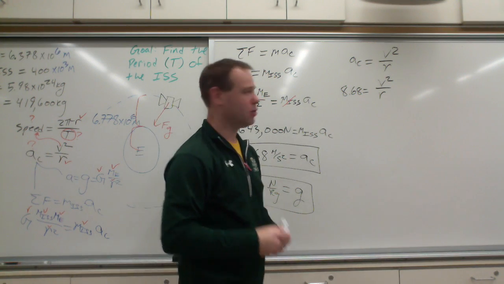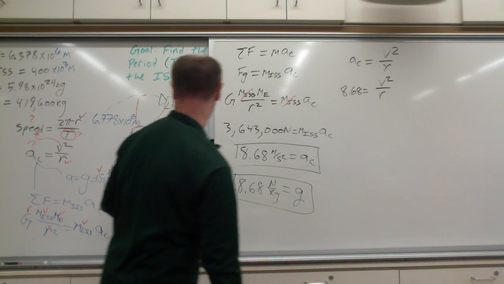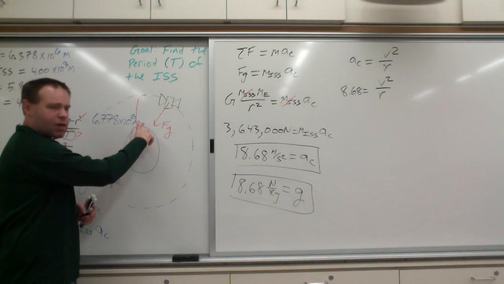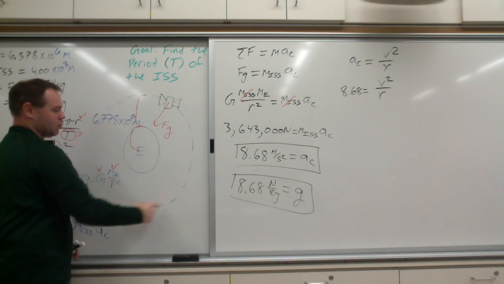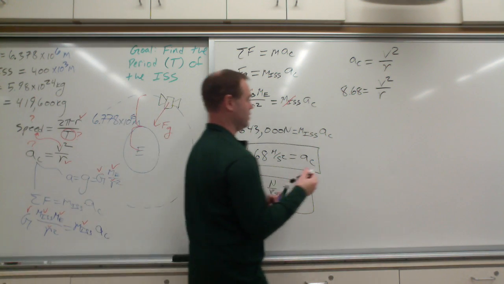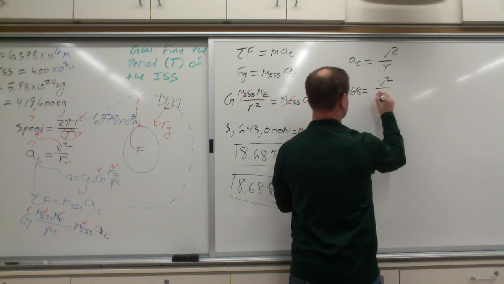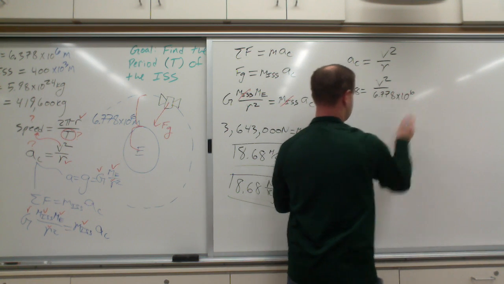This is the radius of a circle, because this is talking about an object moving in a circle, and so the radius of the circle is not the radius of Earth, not the height above Earth, it's this distance here, because that is the circle of orbit. So we put in 6.778 times 10 to the 6th.